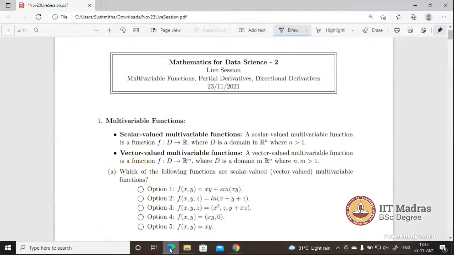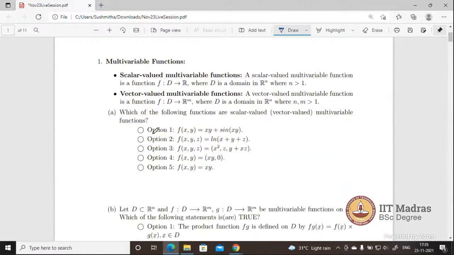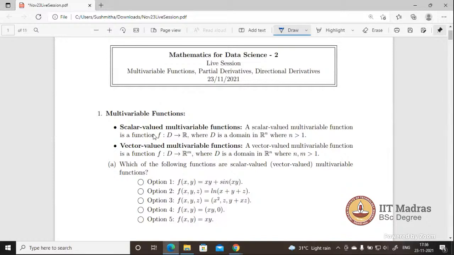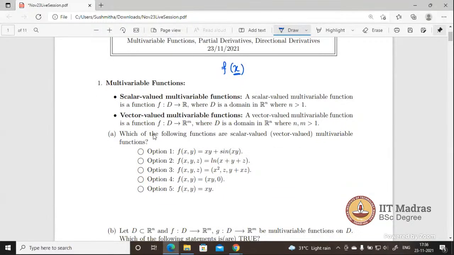Thank you, ma'am. Okay, so till now, what we were dealing with is functions of one variable, that is, we were dealing with f of x. The function f was dependent on one variable x. But from this week onwards, that is from week 10 content onwards, we'll be dealing with multivariable functions. That is, the function will depend on more than one variable. So a multivariable function is a function which depends on more than one variable.